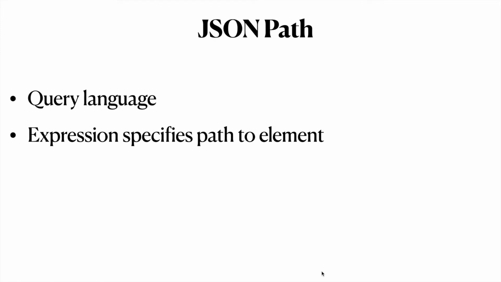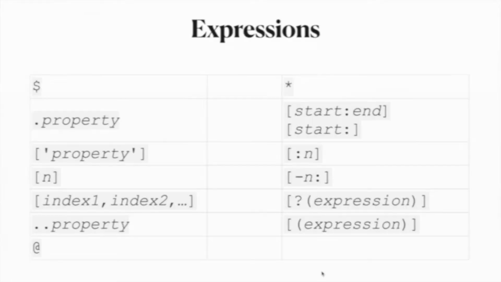In the previous slide, we talked about what JSON is. Now we'll talk about what JSON paths are. JSON path is a query language for JSON. A JSON path expression specifies a path to an element or a set of elements in a JSON structure. So we'll talk about the JSON paths using expressions, and we'll go through each with the help of an example.